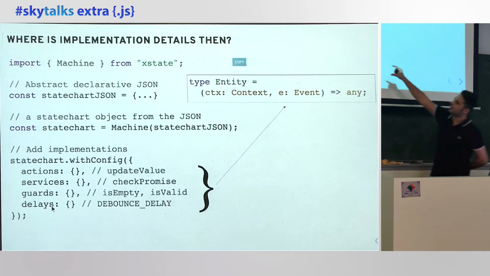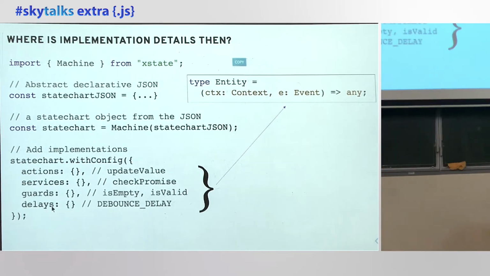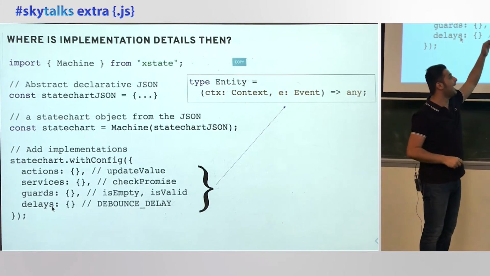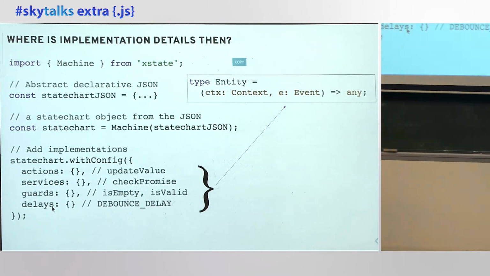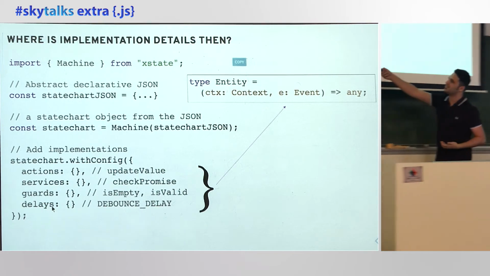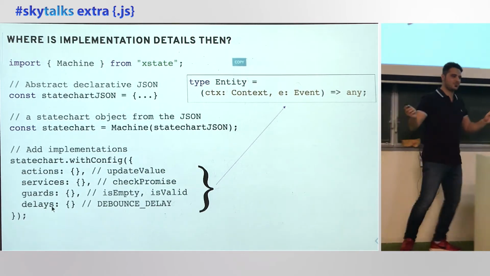And all of these are called entities, and every entity in XState notation gets access to the current context, which was the value of the input in this case, and the input event that's coming. So you have full control on everything, and you can define all the logic you want. But this implementation detail has no way to get into the abstract definition. The JSON is abstract all the time.